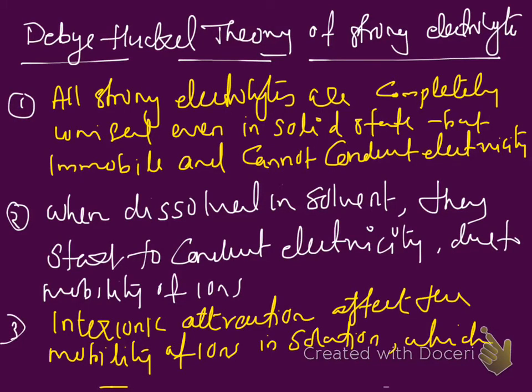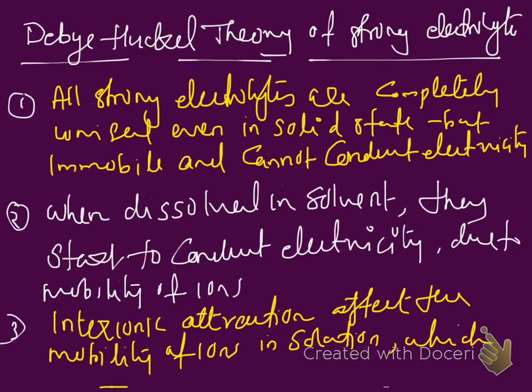Now we have Debye-Hückel theory of strong electrolytes to discuss. But before this theory, we have already grasped the idea of Arrhenius' theory of electrolytes. Arrhenius introduced that theory for both strong and weak electrolytes, but the concept was not in good agreement with strong electrolytes because of some wrong assumptions made by Arrhenius. So, to explain the conductivity of strong electrolytes, Debye and Hückel introduced a new theory, namely Debye-Hückel theory.